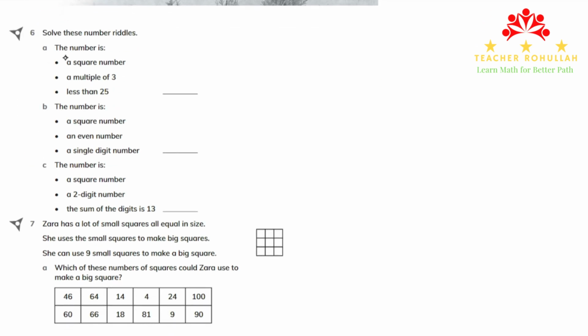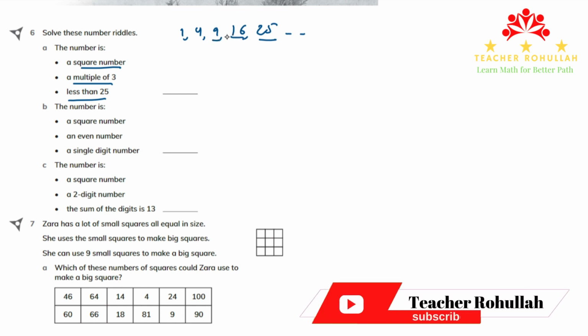In question 6, we have some riddles. So it says, solve these number riddles. Part A says, this number is a square number, a multiple of 3, less than 25. Let me list the square numbers over here. We have 1, 4, 9, we have 16, 25, and so on. So because our number is less than 25, we don't have to include 25. 16 is not a multiple of 3, and that number is 9.